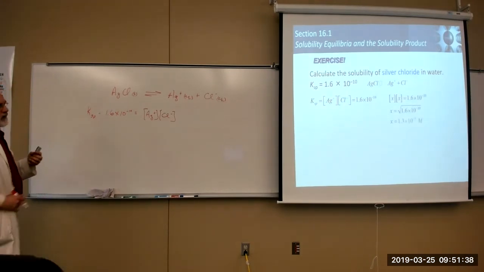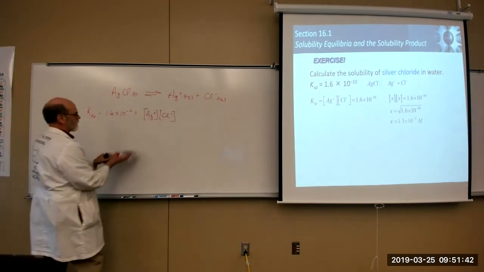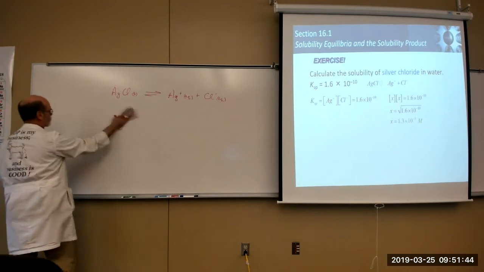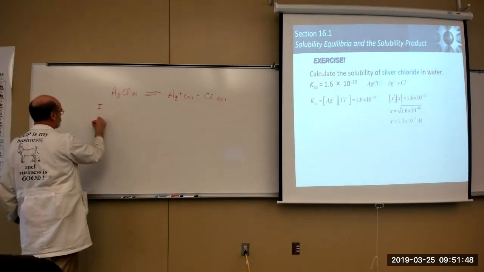Now, why did we pick X? Let's do it this way. Hold on a second. Let me move this out of the way. Let me see if we can do this using an ice table.